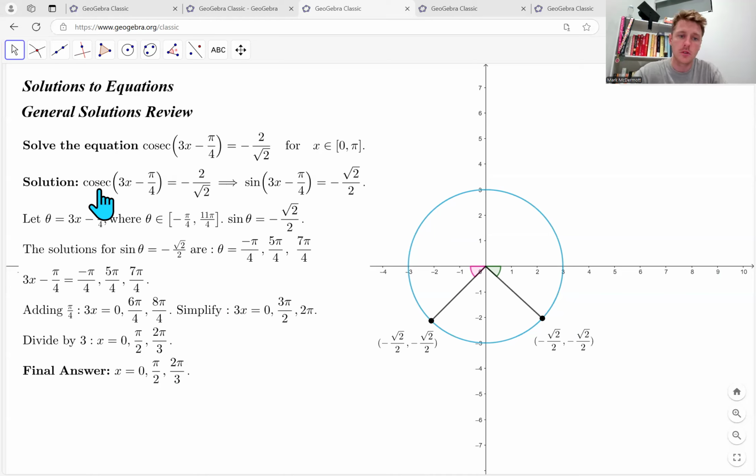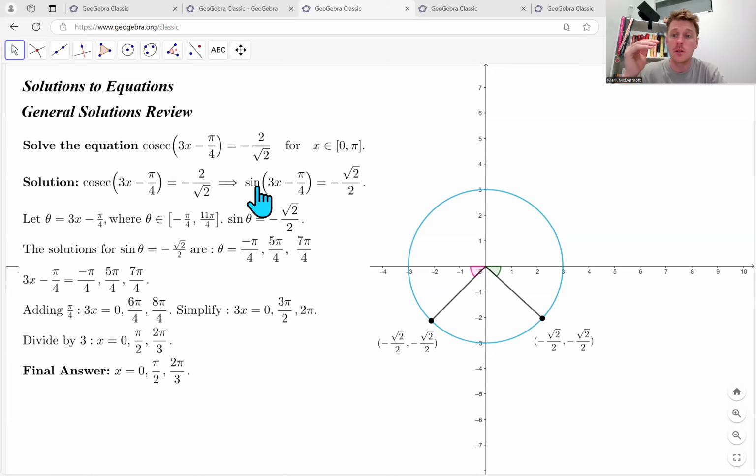So what we're going to do is we just need to take the reciprocal, right? So the cosecant is 1 on sine. So if we flip both sides of the equation, I think you would agree we'd get sine of 3x minus pi on 4 equals negative root 2 on 2. So we've flipped the right-hand side and we've flipped the left-hand side.